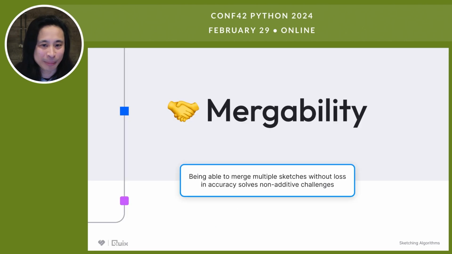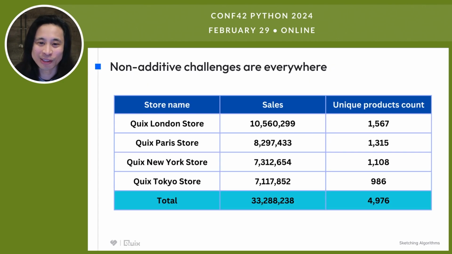The mergeability I mentioned also keeps things fast. This enables the merging of multiple sketches without loss in accuracy. And this solves non-additive challenges. I've thrown another term at you, so I'm going to define that too. What are non-additive challenges?